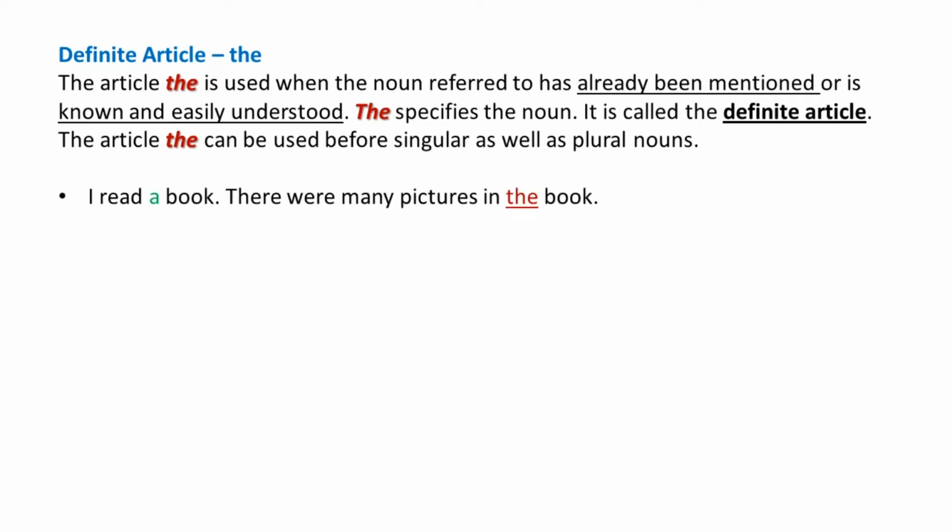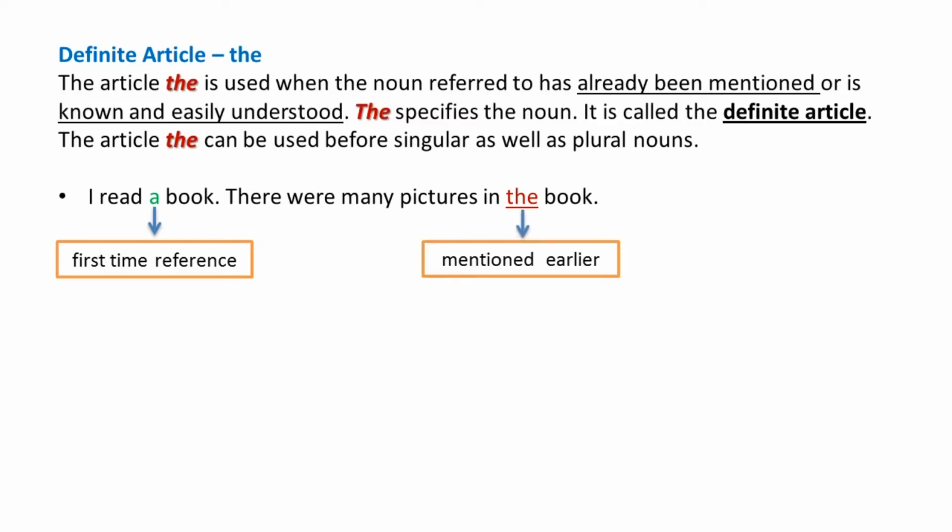I read a book. There were many pictures in the book. So in the first sentence, I read a book, we have used a before the noun book because we are referring to the book for the first time. Whereas in the second sentence, we have used the before the book because we are referring to the book about which we have already mentioned. We have mentioned about the particular book in the previous sentence. Therefore, we are using the definite article the before the book.